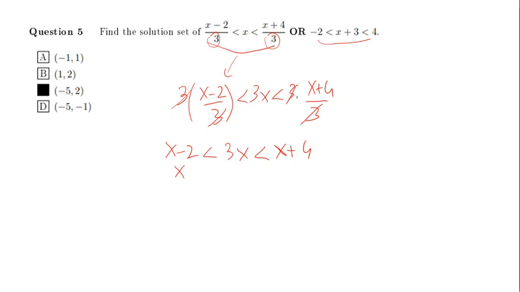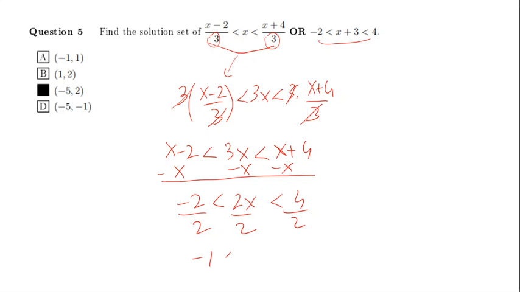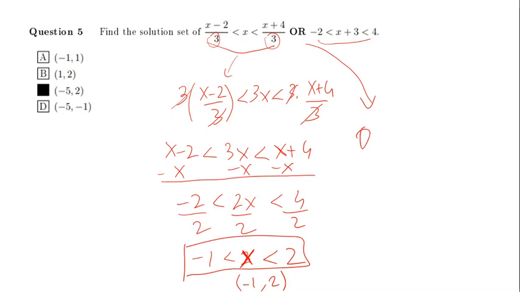So x, subtract x. We did such a thing in the homework assignment and in the review exercise. We had the same idea. This is 4. So when you divide both sides by 2, you will get minus 1 < x < 2. This is what we get here, which is minus 1 to 2. But here we have "or". Okay, or we have to solve this one.